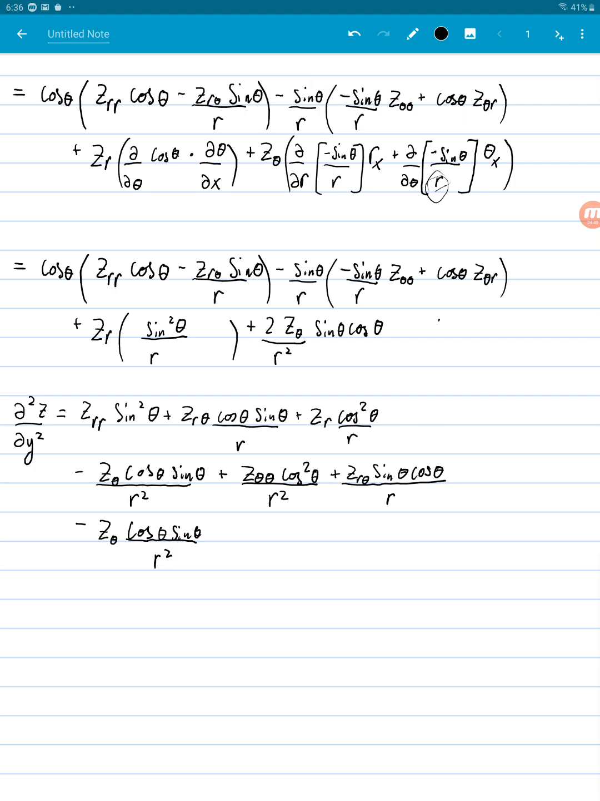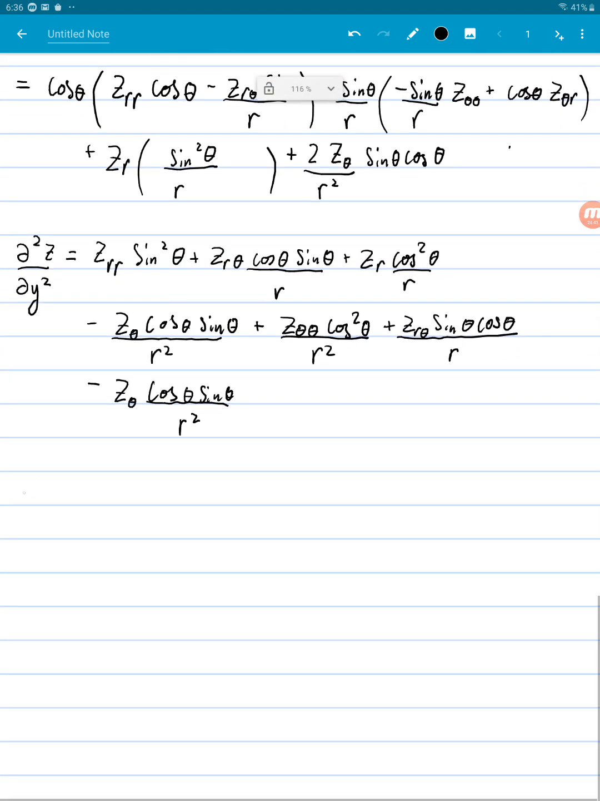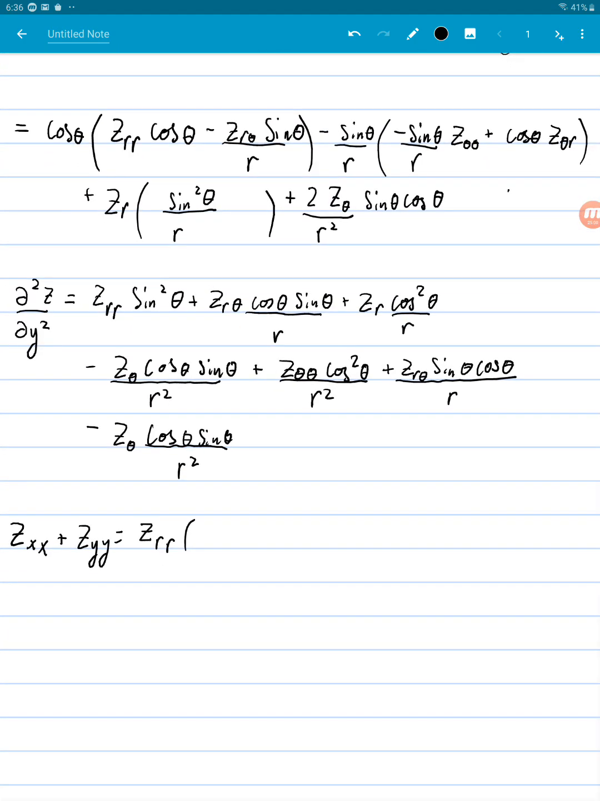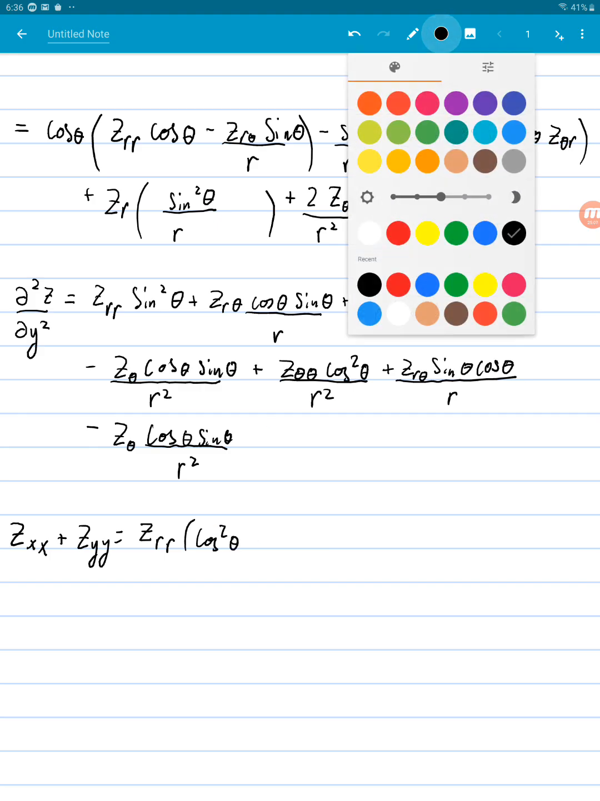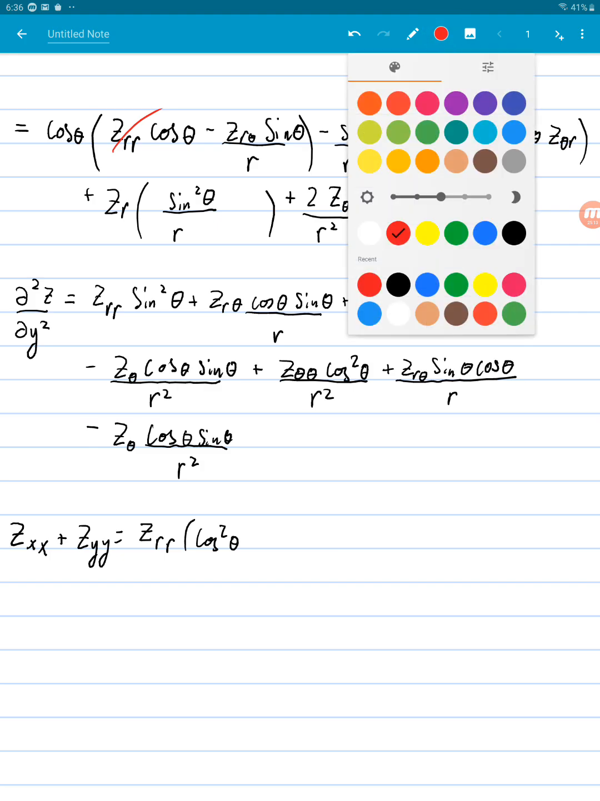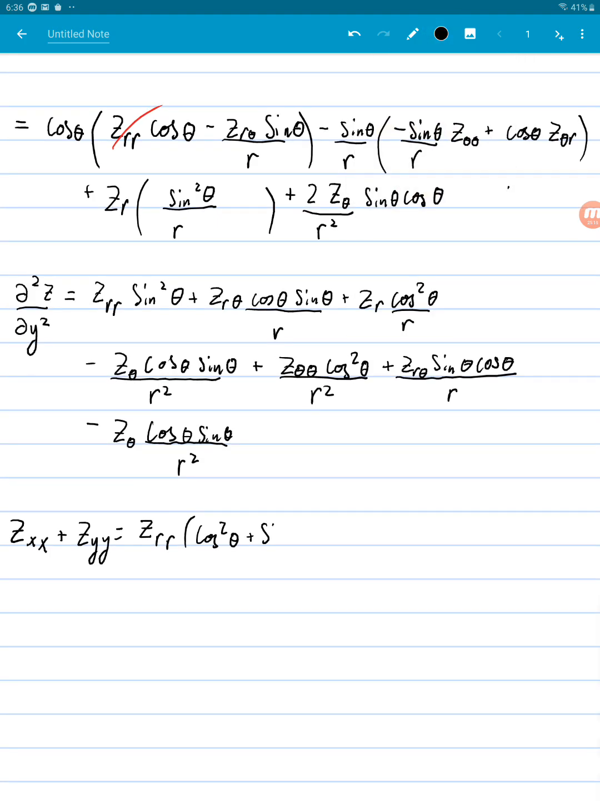Now, if we look at what happens when we add the two together, zxx plus zyy, if we go derivative by derivative, essentially. First of all, looking at our zrr's, we'll have zrr times cos squared theta from here, plus sine squared theta from here.